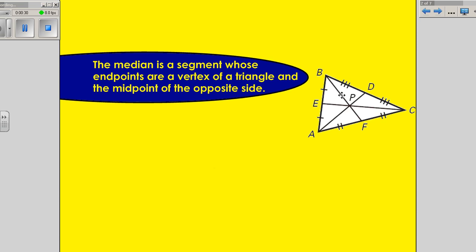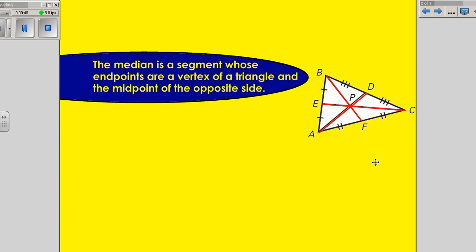So I'm going to go ahead and highlight the medians of this triangle on the diagram. And as we can see, they all will have one endpoint as a vertex of the triangle. Let's say it's point B. And it's going to have the other endpoint as the midpoint of the opposite side.